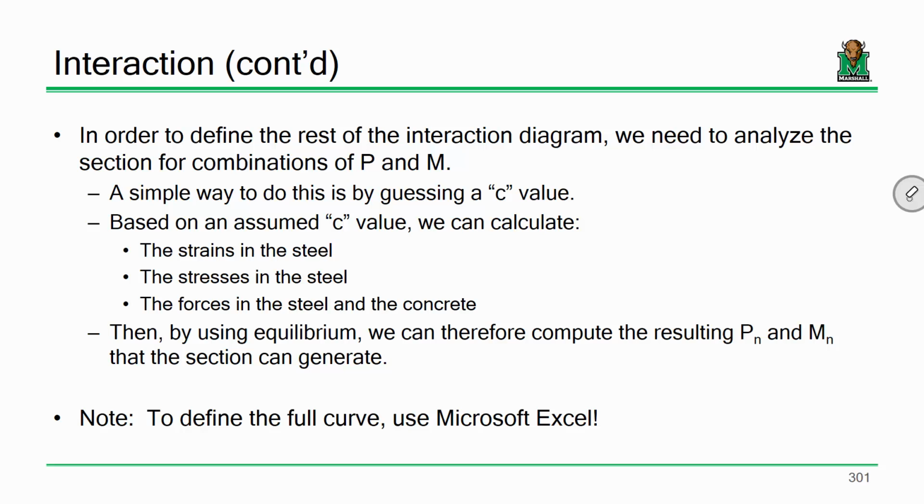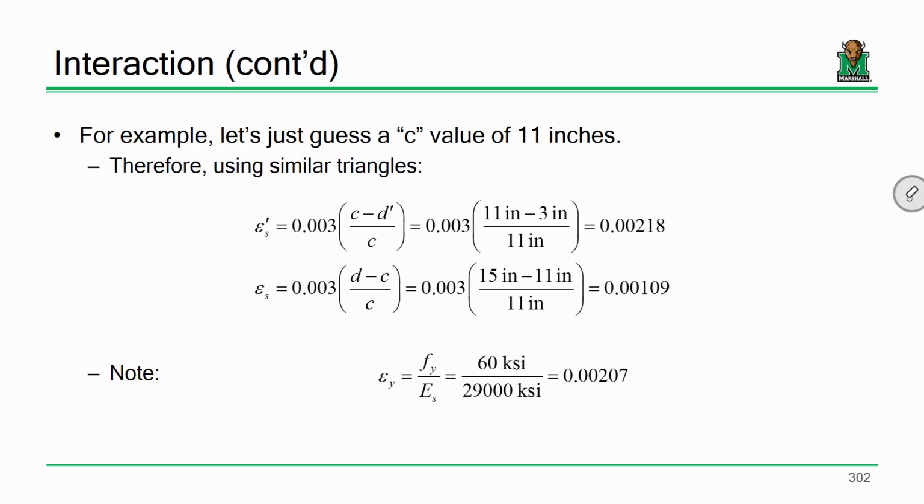Well, what we do is we say, all right, let's just make a guess. Let's assume where the neutral axis is. And we say, all right, based on that neutral axis, we can determine what are the strains in the steel. We can determine what are the stresses in the steel. We can also determine the forces in the steel and the concrete. And then all we have to do is use equilibrium to figure out what's the axial force and what's the moment. I'll give you an example.